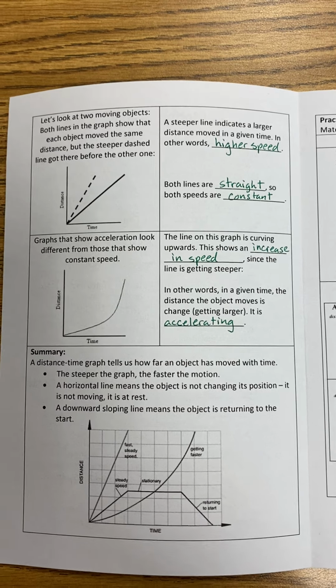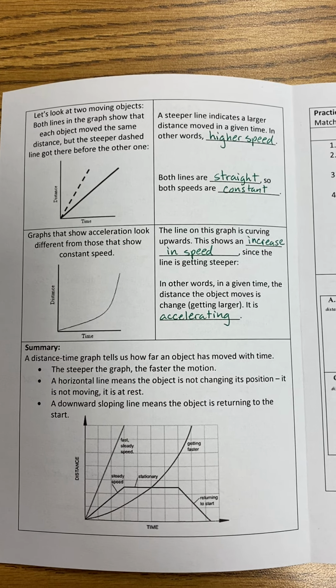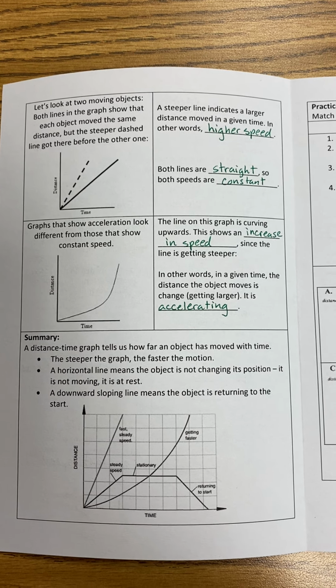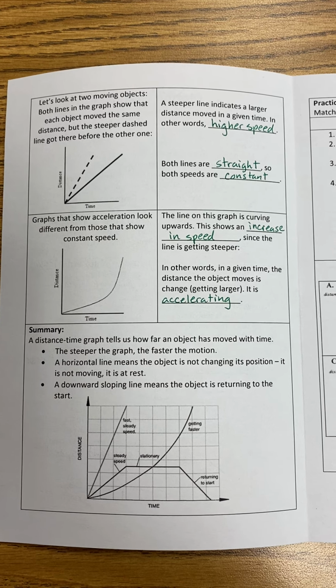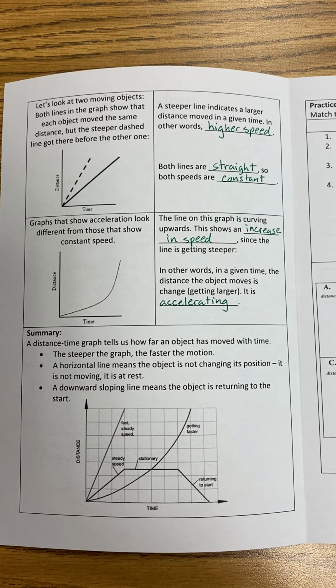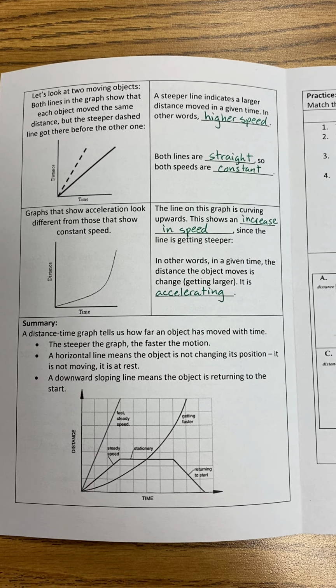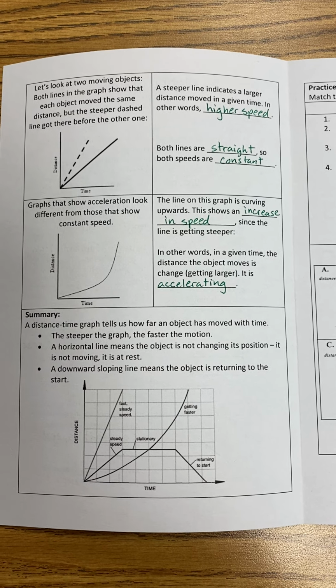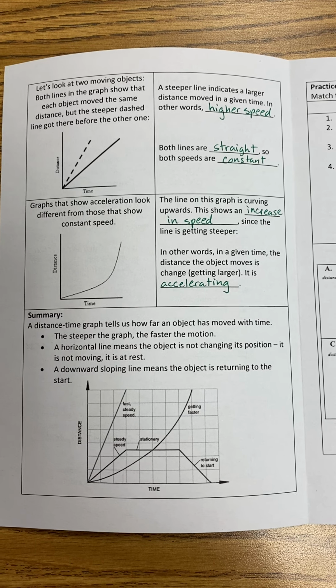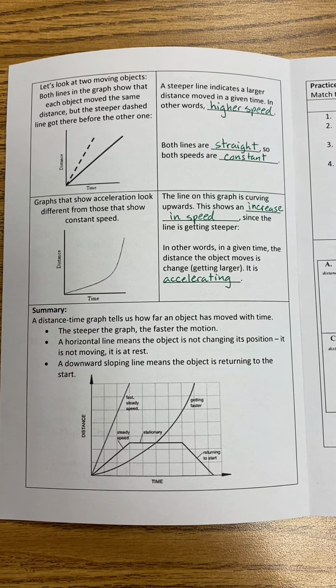Okay, so it says, let's look at two moving objects. Both lines in the graph show that each object moved the same distance, but the steeper dashed line got there before the other one. A steeper line indicates a larger distance moved in a given time. In other words, higher speed or faster speed, whichever one you like. Both lines are straight, so both speeds are constant.